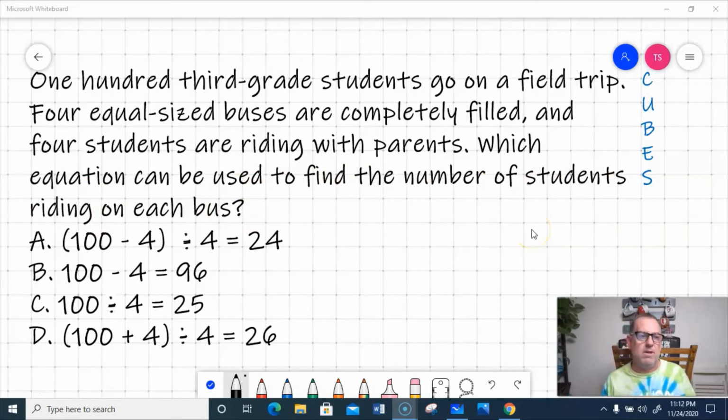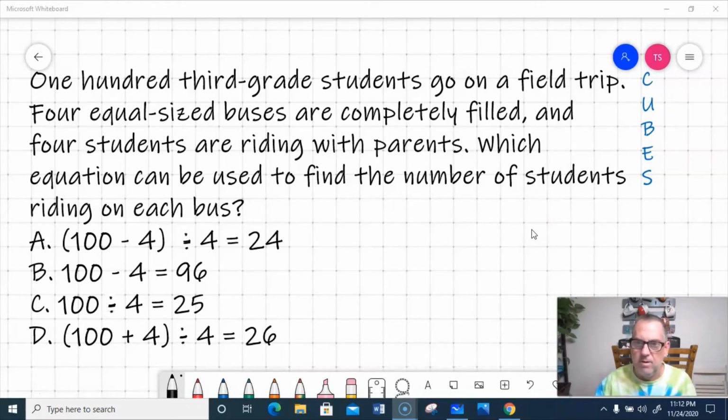Just so we understand the question better, we're going to use our CUBE strategy like we usually do. And we're going to break the problem apart and make sure we understand what it's asking us to do.